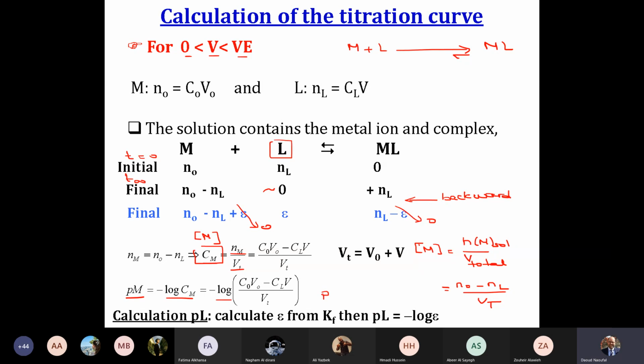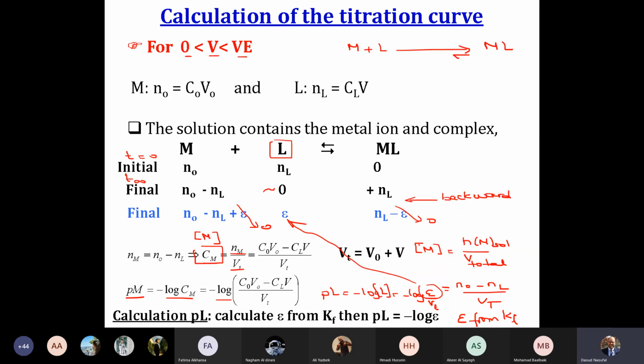If we want to calculate pL, equal to minus log of L concentration, equal to minus log of epsilon divided by V total. So you have to calculate epsilon. And how to calculate epsilon? Epsilon is calculated from K of the reaction, so from Kf. If we put Kf equal to ML divided by M times L, Kf is given, so you can calculate epsilon.